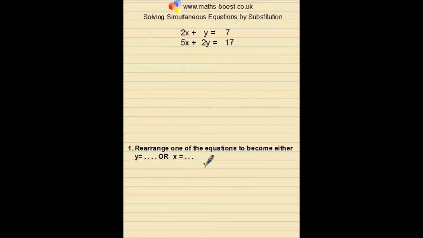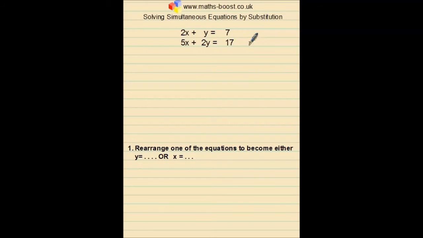Step 1. Rearrange one of the equations to become either y equals or x equals. Now this is giving you rather a lot of choice. You can pick whichever of the two equations you like, and once you have, you can decide whether to rearrange it for either y equals or x equals. Now this freedom is deliberate as it allows you to choose the easiest option, but of course only experience will tell you which choice is easiest. Rest assured, whatever you pick will work. You may just find yourself doing a little more algebra than necessary.